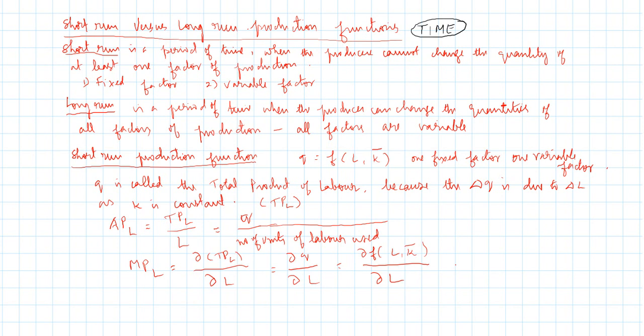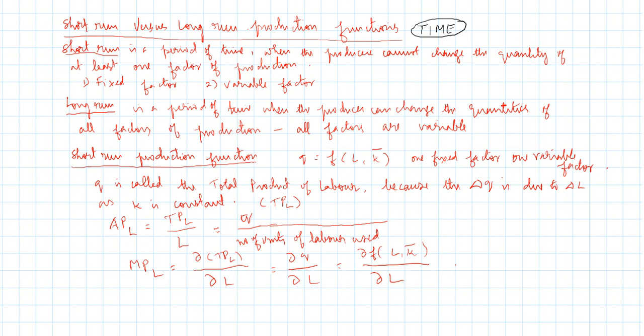Based on time, we differentiate production function as short run production function and long run production function. A short run production function is a period of time when the producer cannot change the quantity of at least one factor of production. I'll give you one example, you will be able to understand this.